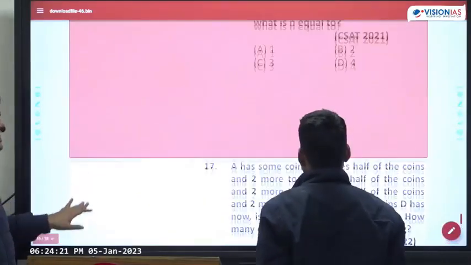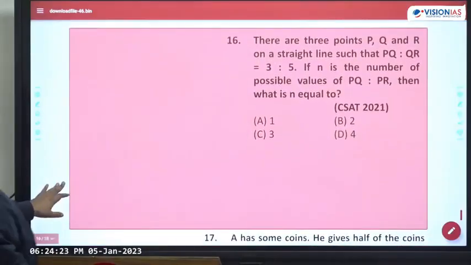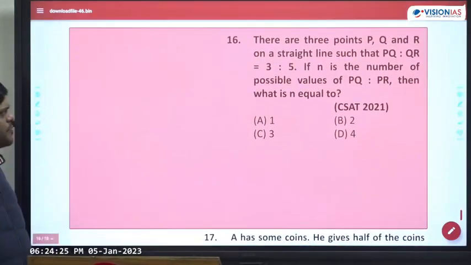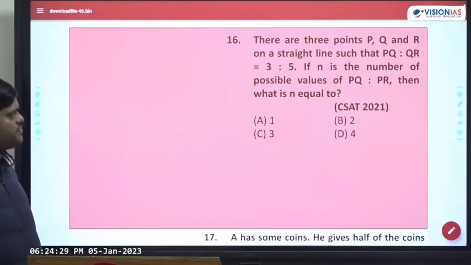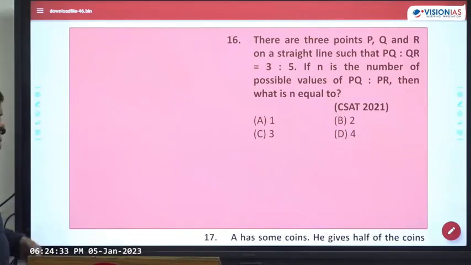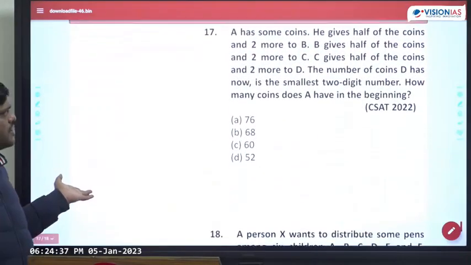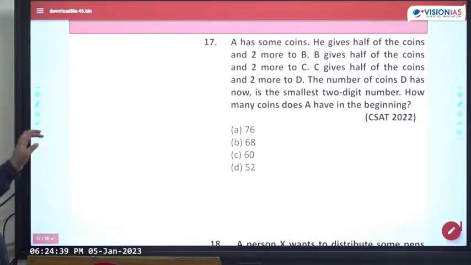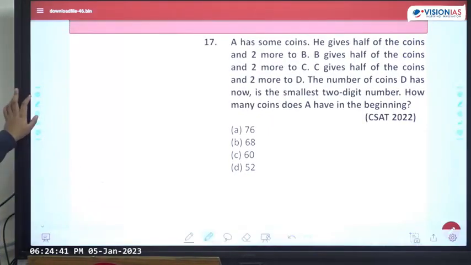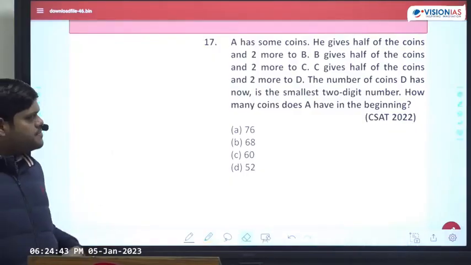That question is not exactly from the ratio. This is kind of, there are 3 points P, Q, R on a straight line such that PQ, QR 3, if n is the number of possible values of PQ into PR. So this is something, a reiteration we will solve in some other part, not here. Try question number 17. Try this question.